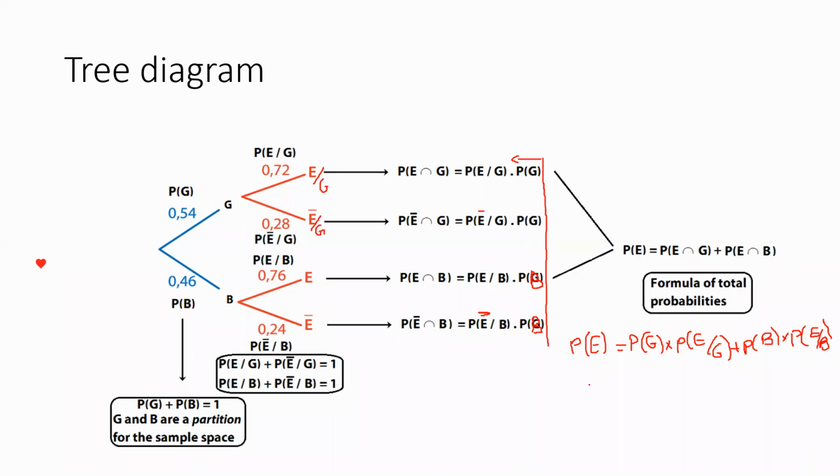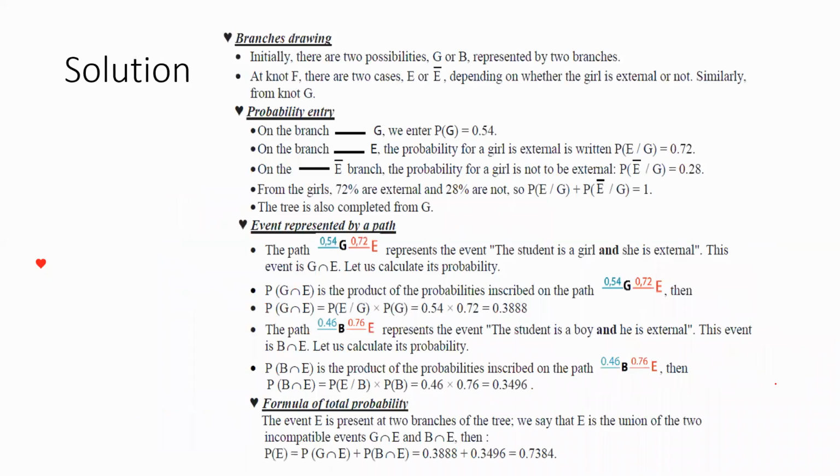So it equals probability G, which is 0.54, times 0.72, plus 0.46 times 0.24. You will find the answer comes out 0.7384.